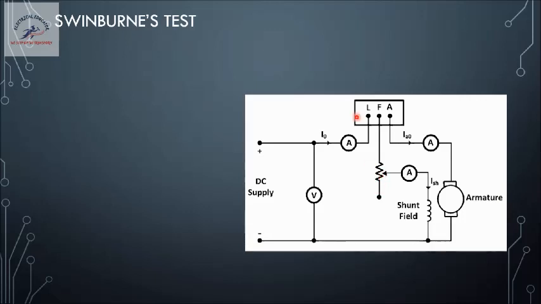There is a starter here and supply is given, and we are conducting this test by running a DC machine on no load. We are not connecting this particular setup to any load. Simply we are running it on no load and noting down these values. If this is the current drawn from the supply, since we are running it on no load, it is denoted by I naught. Then this will be the armature current running on no load, denoted by IA naught, and ISH is the field current.